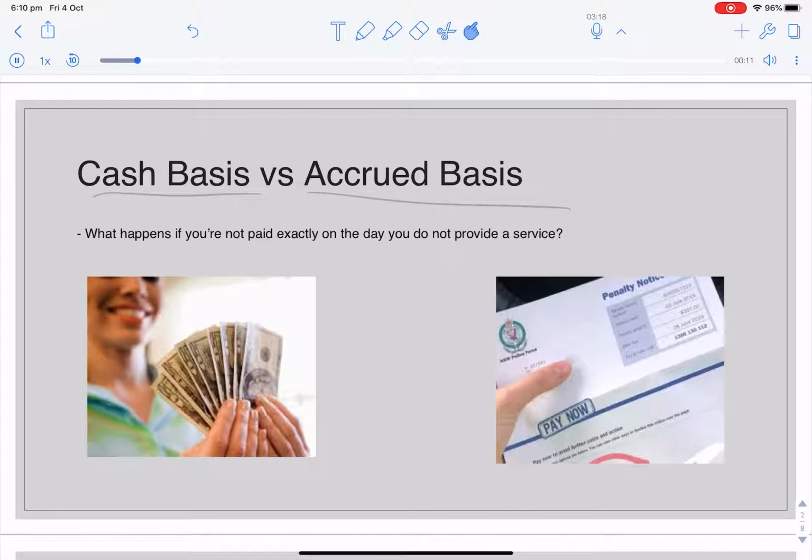There are two types of accounting styles. First being cash basis, where revenue is recorded when cash is in hand and expenses are incurred when cash is out of hand, compared to the accrual basis accounting, where revenue is recorded when recognized and expenses are also recorded when incurred.